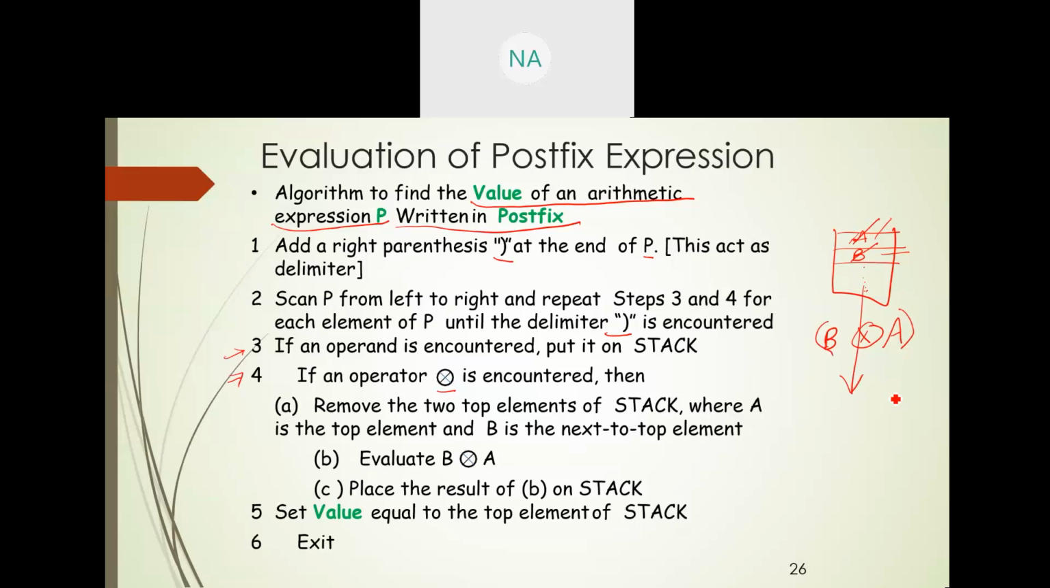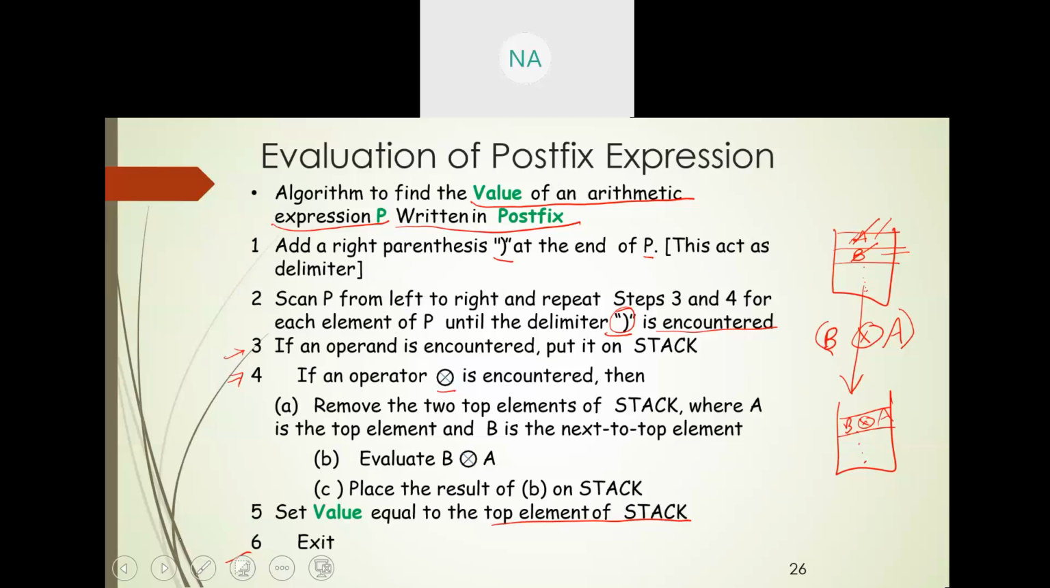That is, after the evaluation, this value will be pushed onto the stack, and this will be the stack position. So steps 3 and 4 will be executed repeatedly until the whole expression P is scanned, until the right parenthesis which was added at the end of expression P is encountered. Once the whole expression is scanned, you set the value equal to the top element of the stack and then exit.